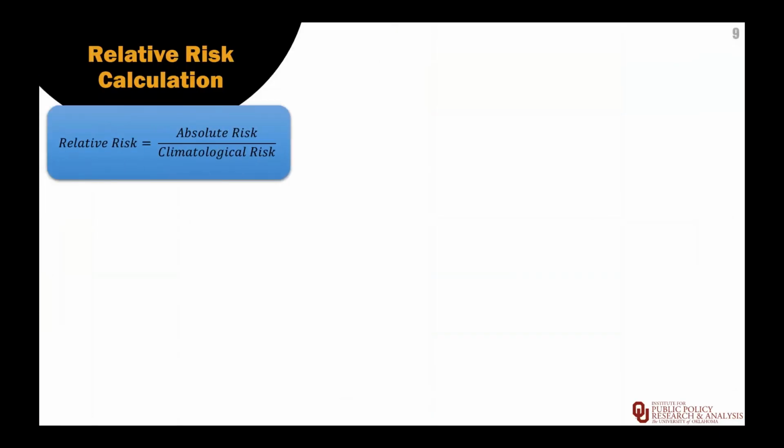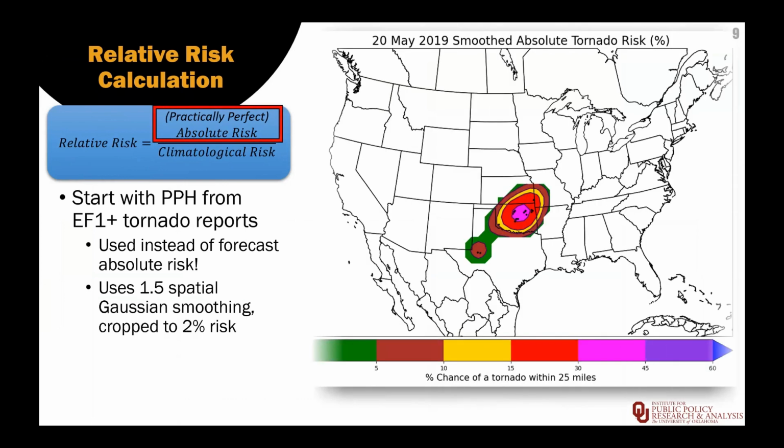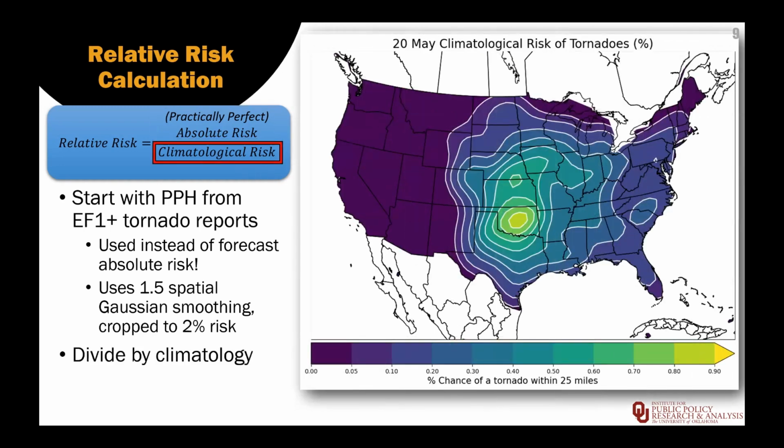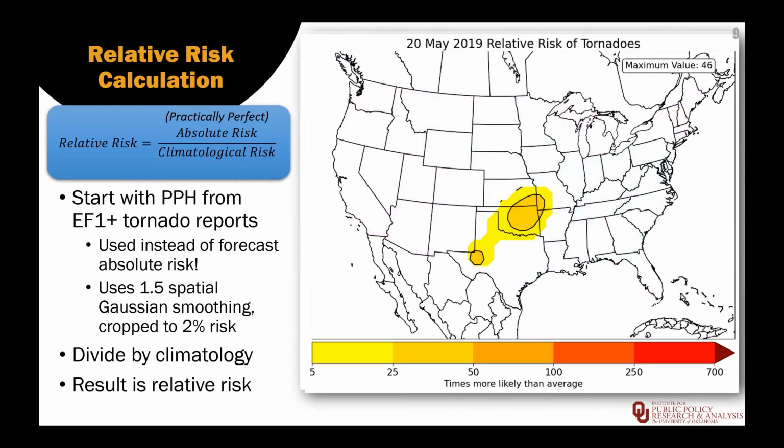and then use this to calculate our relative risks. So we already went through this, so I'll go through it pretty quick, but we start with the practically perfect hindcast for those EF1 or greater tornado reports. We're using that instead of the forecast absolute risk again, because we don't have that data before 2001. And we again use that 1.5 or 120 kilometer spatial Gaussian smoother and then crop the smoothing to a 2% risk. And the reason for this is because the SPC does not issue forecasts below 2%. So we're not including below 2% in our practically perfect forecast. We then again take that value divided by the climatology and we get a relative risk.